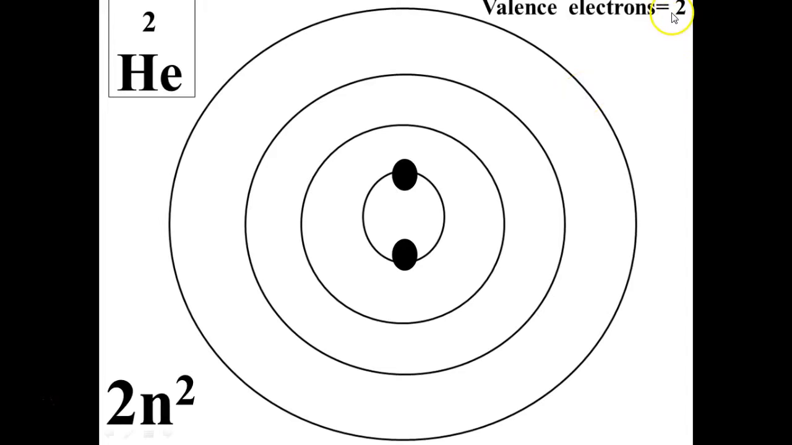And something else that is very important is the valence electrons, which are the electrons in the outermost shell. The valence electron count is 2 for this. Now the reason our valence electrons are so important is because those are the ones that partake in reactions. Okay, so let's look at another one.